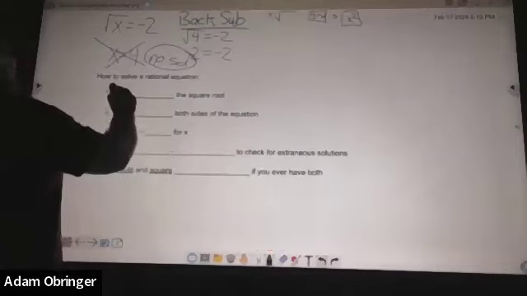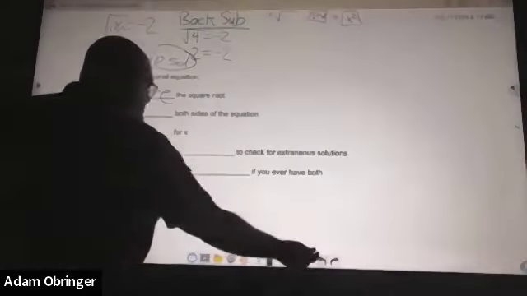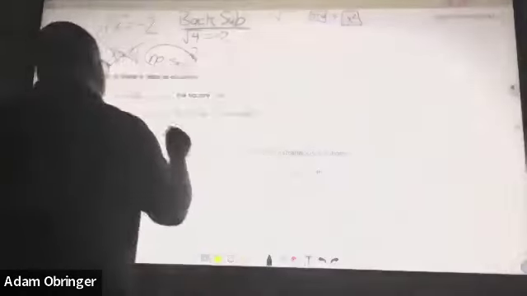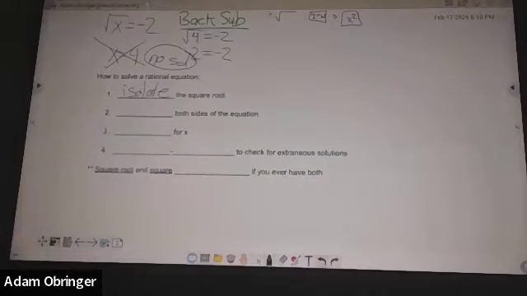Step 1, you are going to isolate. Of course, I spelled that like a madman. Isolate the square root. And if you think about the word isolate, it means to get alone. So you're going to try and get the square root alone. All the stuff that's outside of it, you have to cancel.